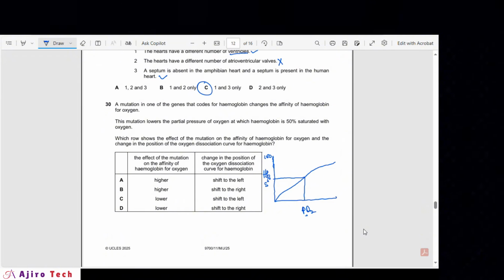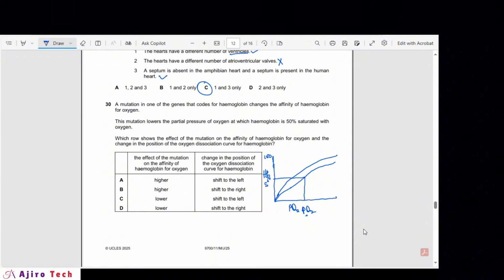Now, we are told that it lowers the partial pressure of oxygen at which hemoglobin is 50% saturated. So if you check this out, what it means is we have 50% saturation of hemoglobin. The curve is going to change definitely. So the curve is going to move like that, such that it lowers it. To lower it, the curve has to move to the left.